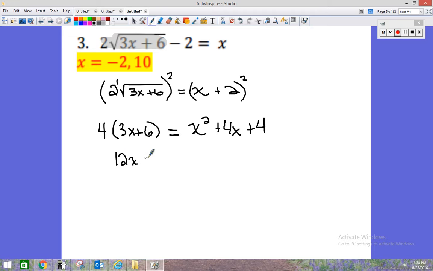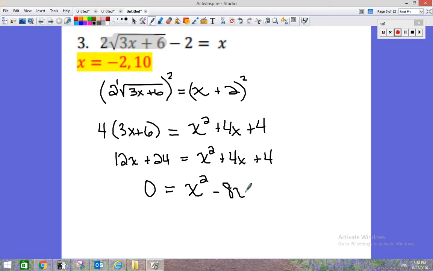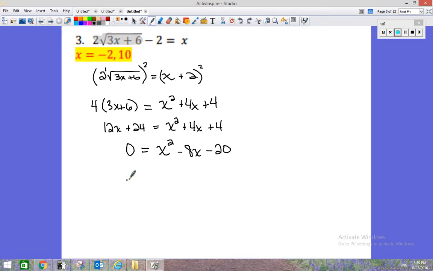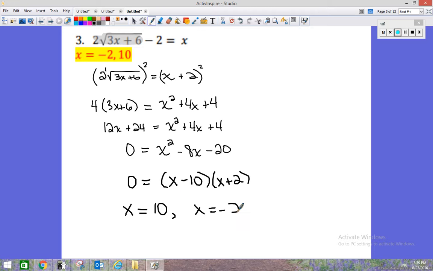We've got 12x plus 24, x squared plus 4x plus 4. Set it equal to 0. By subtracting 12x from each side, we've got minus 8x. Subtracting 24, we've got minus 20. I believe that I can factor this, that I've got x minus 10 and x plus 2, and I get possible solutions of 10 and negative 2.